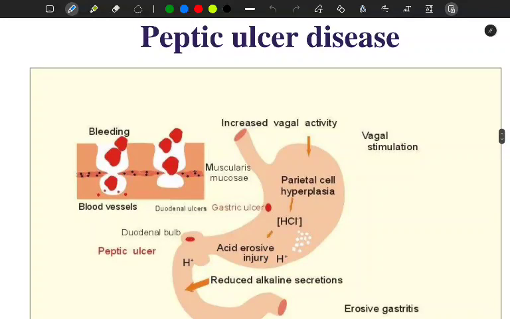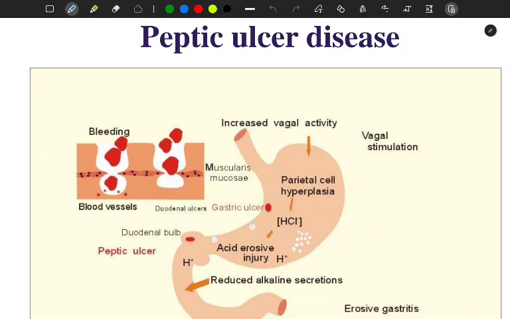Peptic ulcer disease: vagal activity, H. pylori, NSAIDs, all of these will start, first of all, gastritis, inflammation of the lining, then erosions, then ulcers. If the ulcer is deep enough, it will involve a vessel and you will have a bleeding ulcer. So the most common cause of upper GI bleeding would be peptic ulcer disease, as we know.